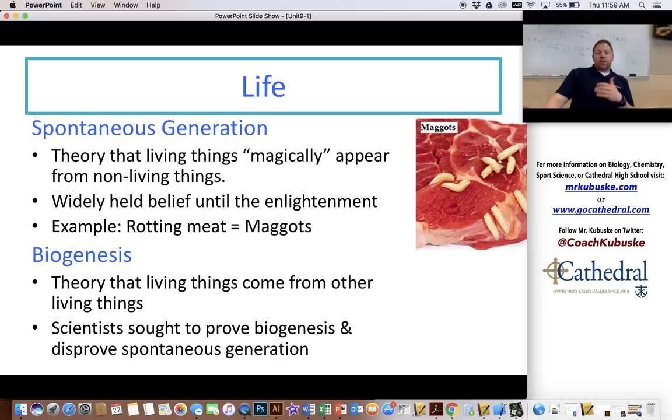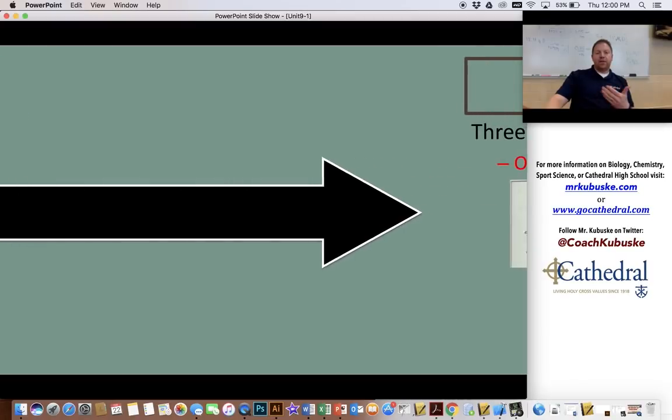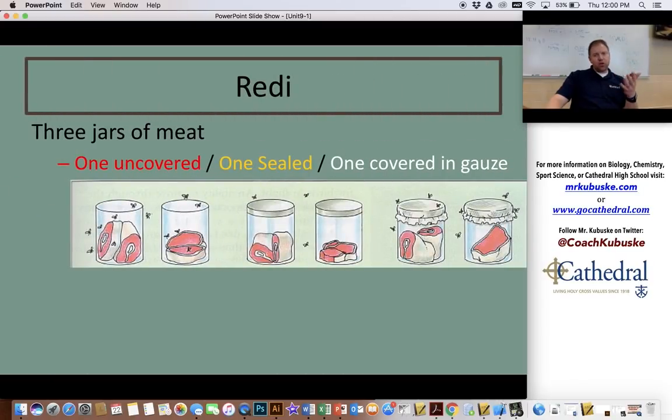So some scientists started to try to work out some ways to prove that spontaneous generation could not have been the way that life exists on this planet. And we're going to talk about three of them. The first one is a guy named Redi. Basically, what Redi did is he took three jars of meat. He had one uncovered, one had a gauze over the top of it so air could still get through, but there was still a cover, and then one that was completely sealed. And in the jars he put meat. He just left them out over time to see which ones would develop maggots.